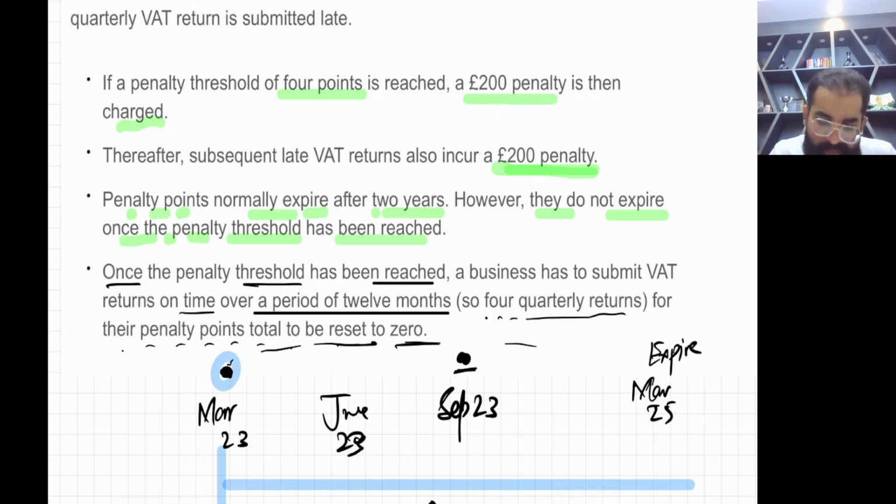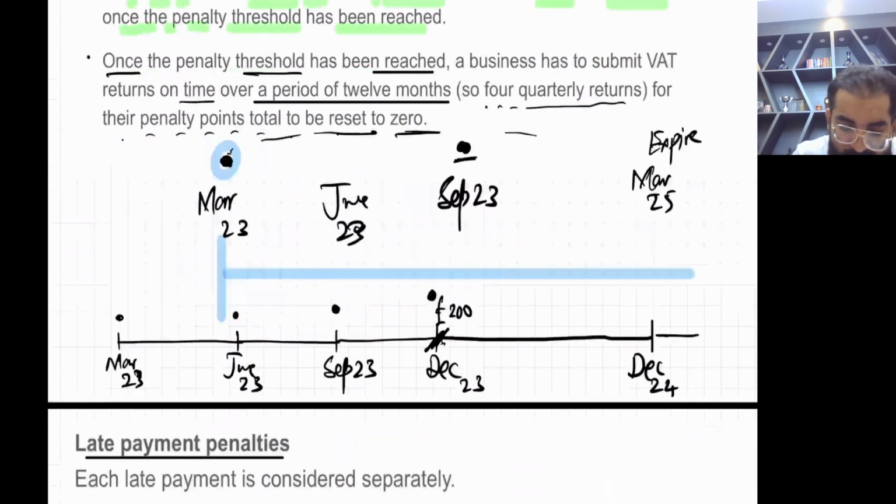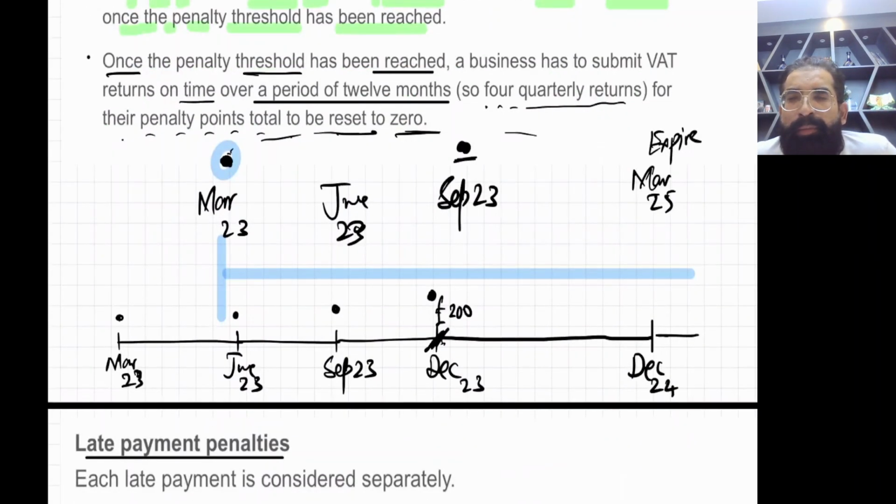Listen. For example, this is March 23. Can you see? Let us say for the quarter ended March 23, first time in your life, you submitted a late VAT return. So you got 1 point, but no penalty. Now, June 23 was perfect. You didn't do anything wrong in June. But yes, again, in the September 23 quarter, you again submitted a late VAT return.